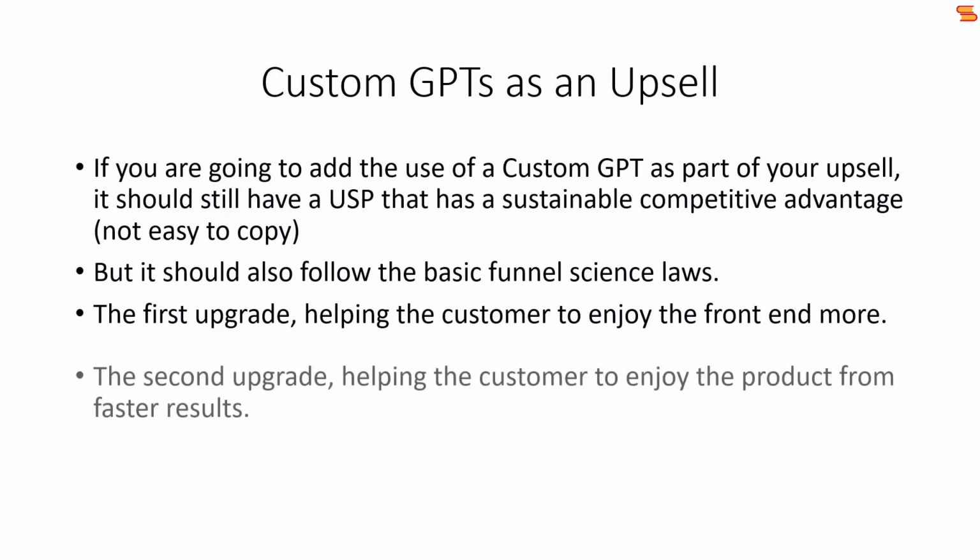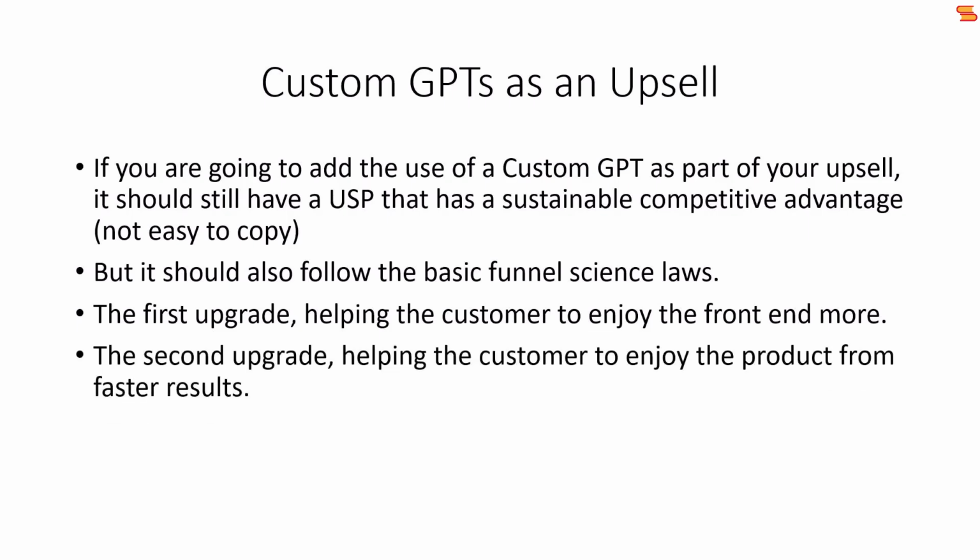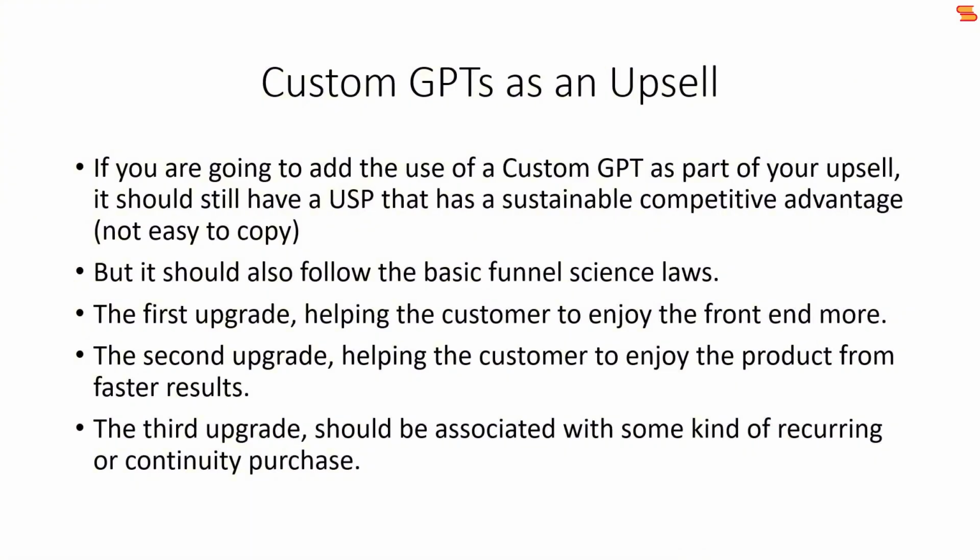The second upgrade, you want to help the customer to enjoy the product and get faster results, right? That's the second upgrade. The third upgrade should be associated with something they got to come back to you for, some kind of continuity purchase, right? That's what the third upsell is. So when you add a GPT, you need to make sure that it's following those funnel science laws. So you could put a different GPT at every upgrade as long as it helps you in these elements, right?